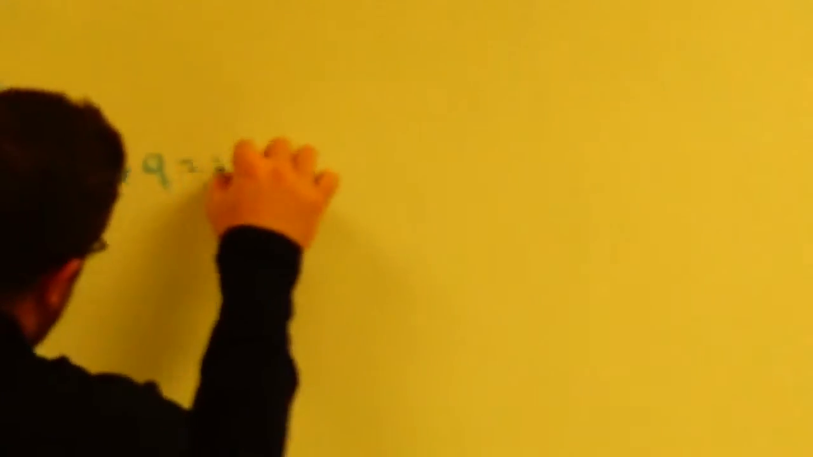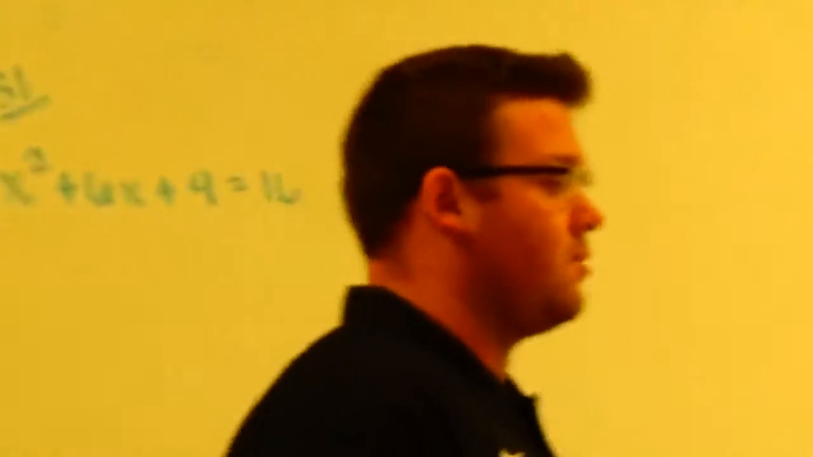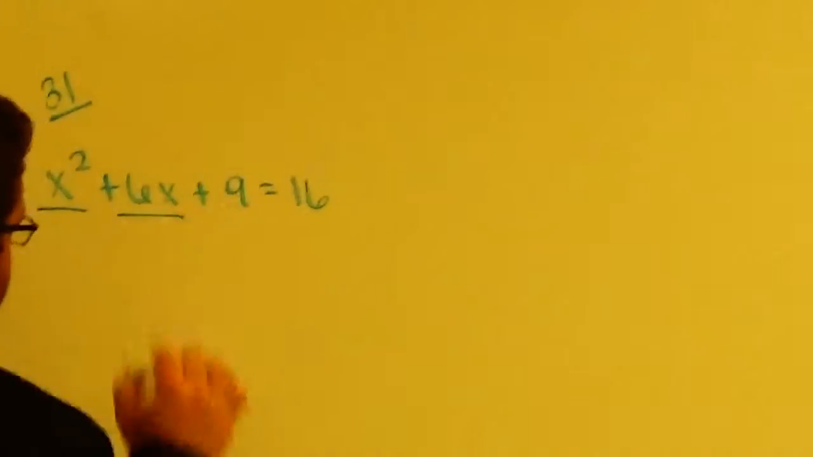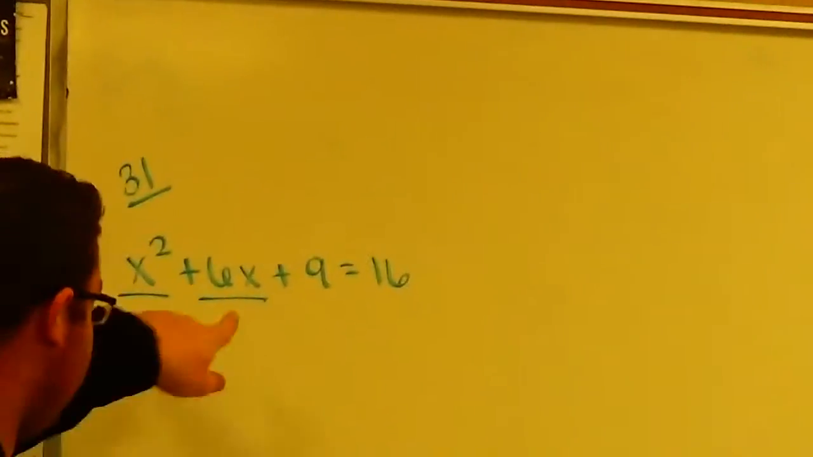31 says x squared plus 6x plus 9 equals 16. All right, what's the first rule tell us to do? The first rule says what? All right, what are my variable terms? I've got an x squared and an x, correct? Those are my variable terms. So I want everything else on the right side, these two on the left.